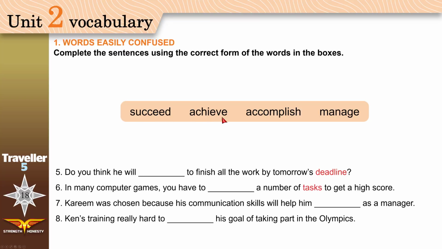Succeed, achieve, accomplish, and manage are all verbs. We don't have nouns here. Verb, verb, verb, and verb. When you succeed, you get the results you want. Achieve, when you reach a target. Accomplish is when you complete a task. Manage, when you succeed in doing something difficult.